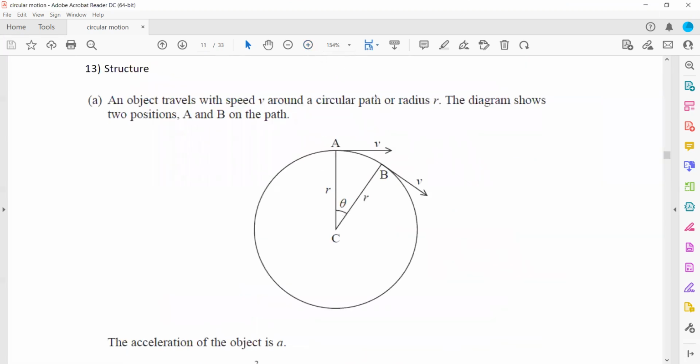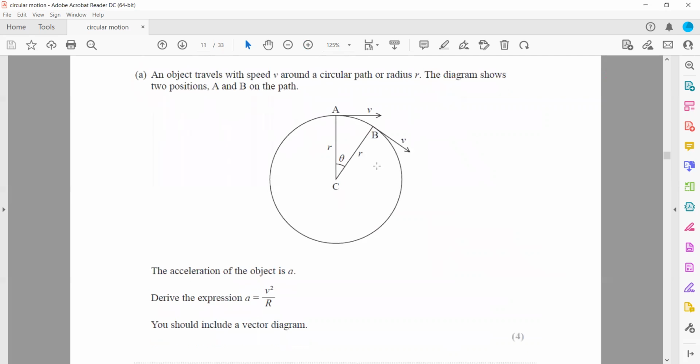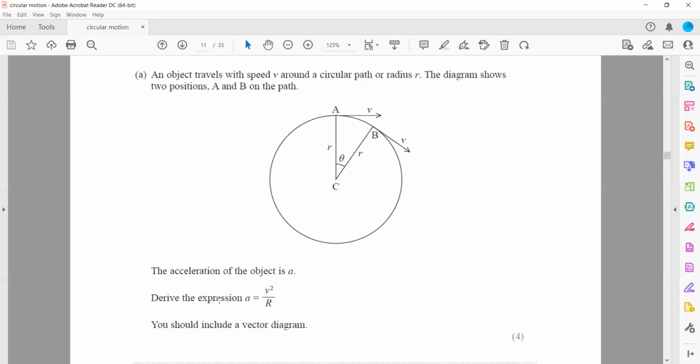The next question is a derivation of the centripetal acceleration, and you have to learn this derivation as this question is repeated. An object travels with a speed v around a circular path. So there is an object moving in a circular path, having a radius r and speed v. Speed is not changing, but velocity is changing as the direction is changing. The diagram shows the two positions A and B of the path. The acceleration of the object is a, and we have to derive the formula that acceleration is v square over r. You should include a vector diagram.